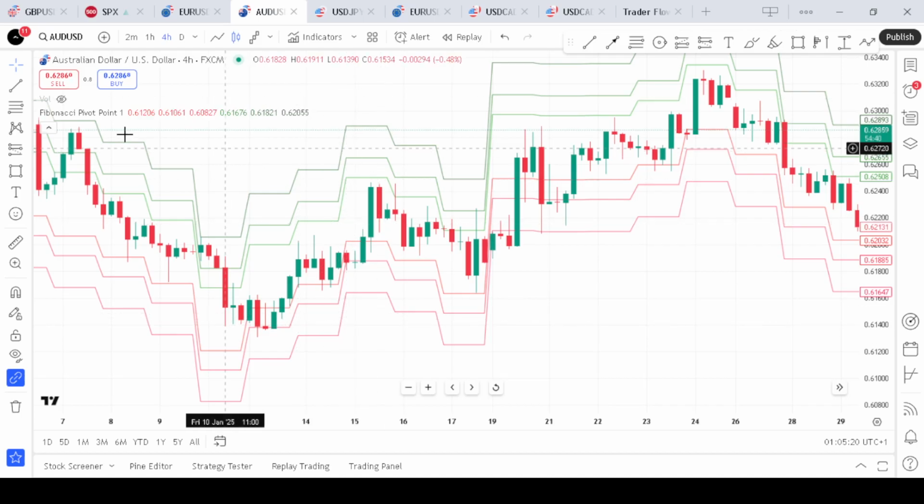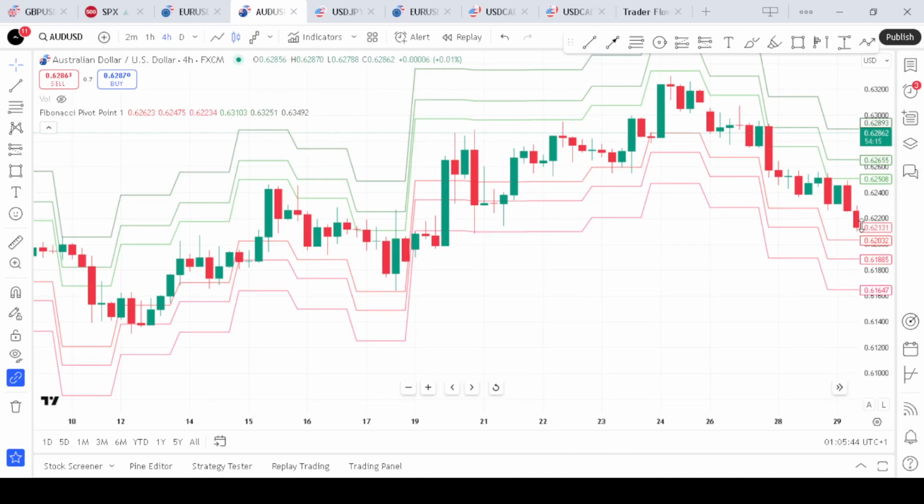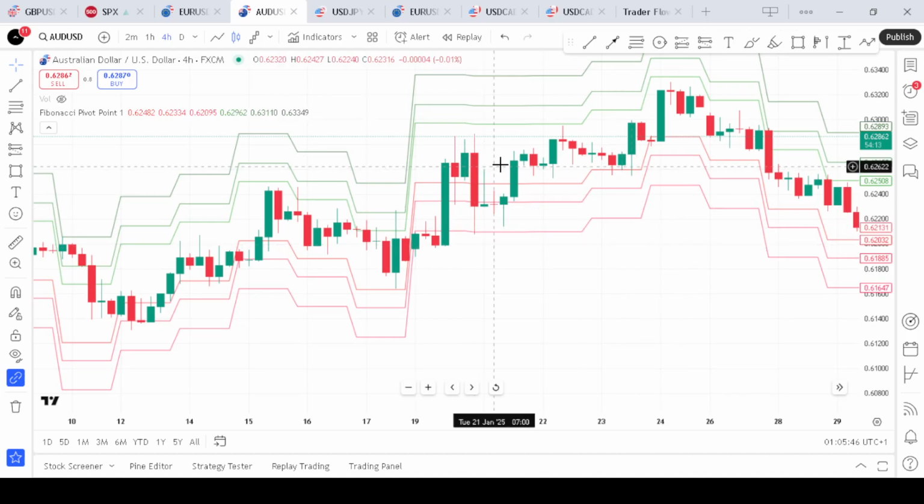So this is our Fibonacci pivot point. We see that these green areas are our support regions, our support 1, support 2, support 3, while the red areas are our resistance 1, resistance 2, our resistance 3. These are plotted using the Fibonacci numbers on our chart.